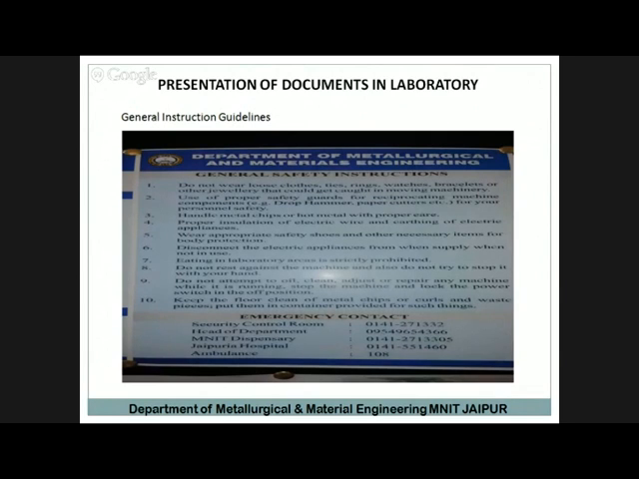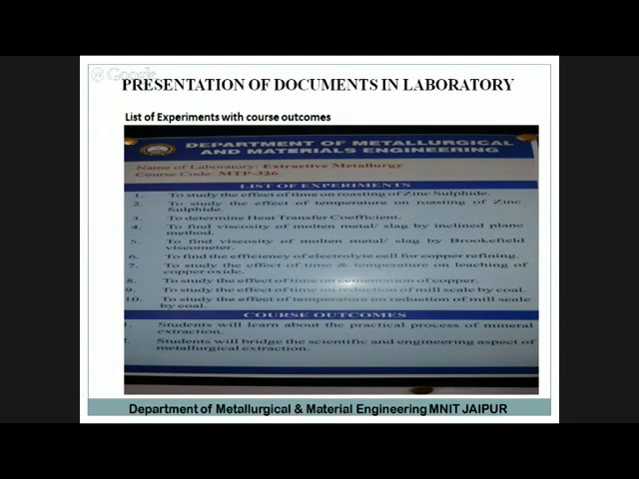This is the general instruction guideline, and you should also keep the emergency contact number, so that if anything happens in the lab, a student or anyone can contact at any time. You have to place this in the lab. Also the name of the laboratory, for example extractive metallurgy, the course code, the experiments a student will perform during their lab classes, and the course outcome.